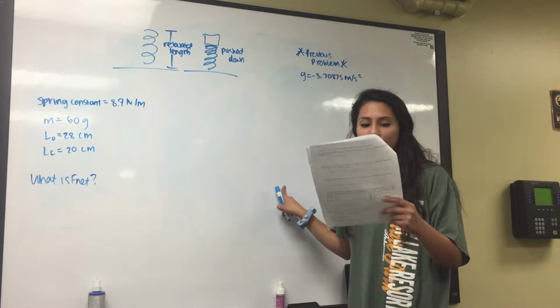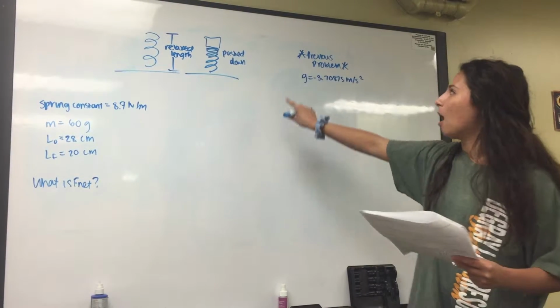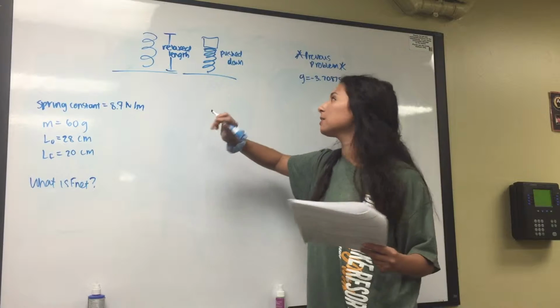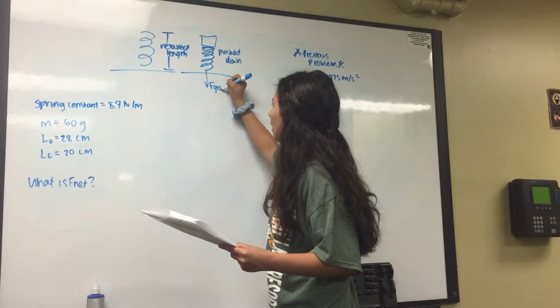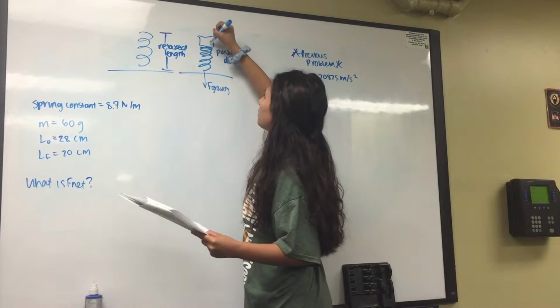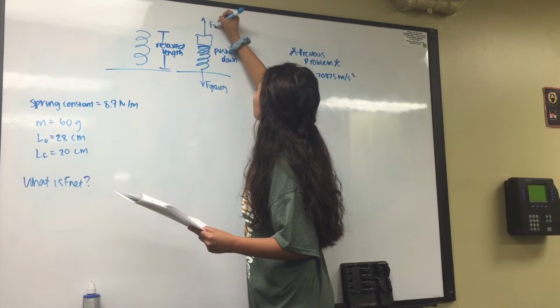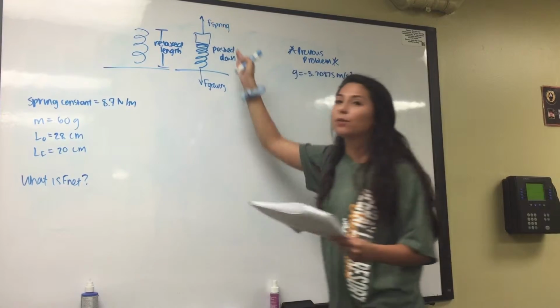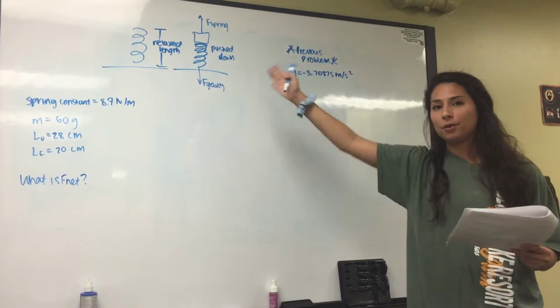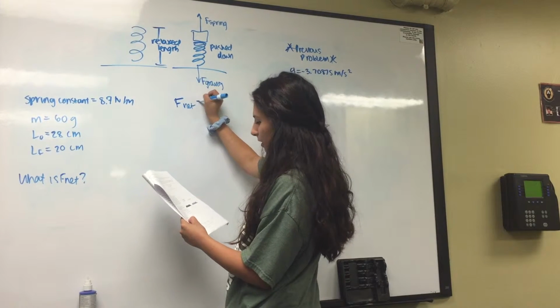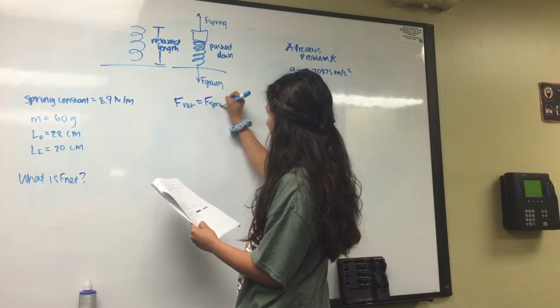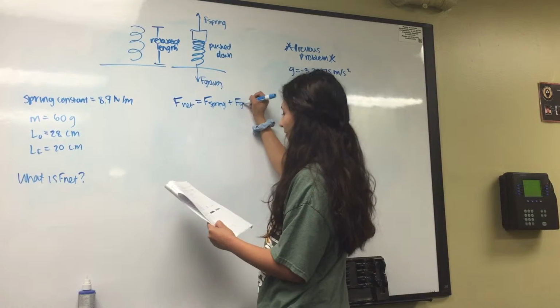So for this problem, we're trying to find the net force acting on the system. On this block, the only two forces are the force of gravity and the force of the spring, which is pushing up. These two forces are only acting in the y component. So the net force is the force of spring plus the force of gravity.